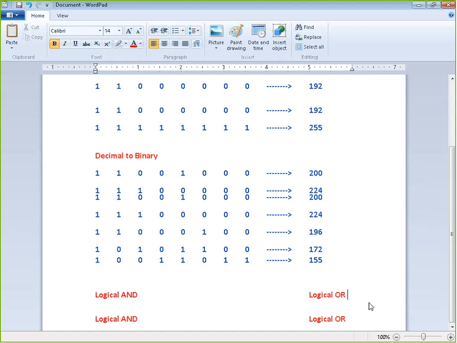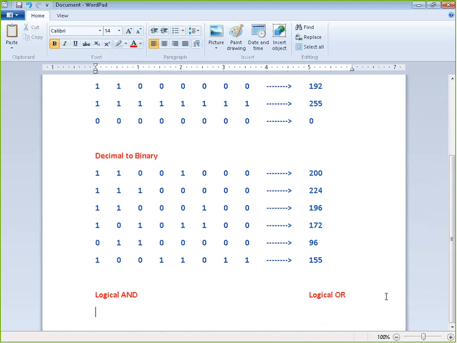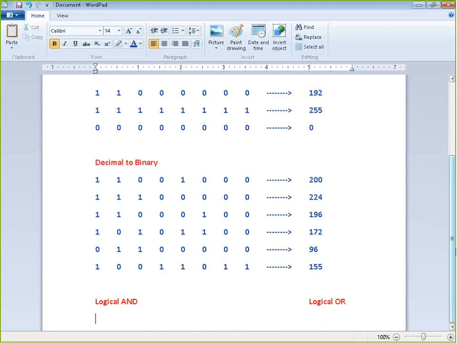Okay, so logical AND and logical OR. These are the two things that we need to talk about. Let's understand this. A logical AND means, if there are two binary values, 1 and 1, and you put a logical AND between 1 and 1, that is, you AND 1 and 1, the resultant value that you get is going to be 1. That's the logic here.